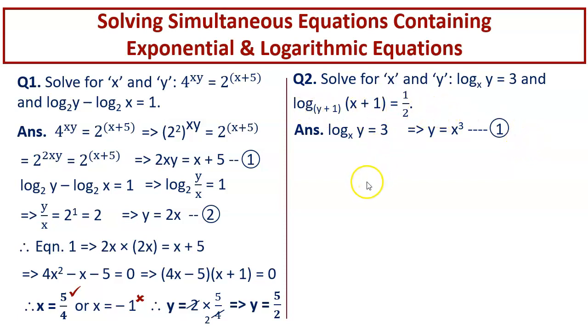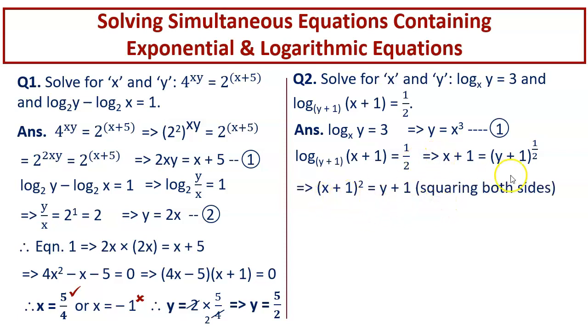Coming to the second equation, it is log of x plus 1 to the base y plus 1 equal to half. Again, we convert this to its corresponding exponential equation. It will be x plus 1 equal to y plus 1 raised to the power of half. And since y plus 1 raised to the power of half is the square root of y plus 1, and we do not usually want square roots or fractional indices, what we will be doing? We will be squaring both the sides. So we get x plus 1 whole square equal to y plus 1 on squaring both the sides.